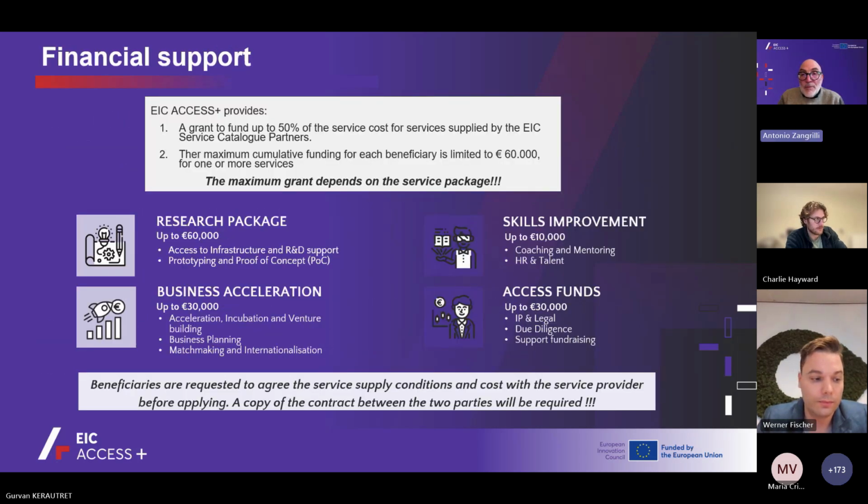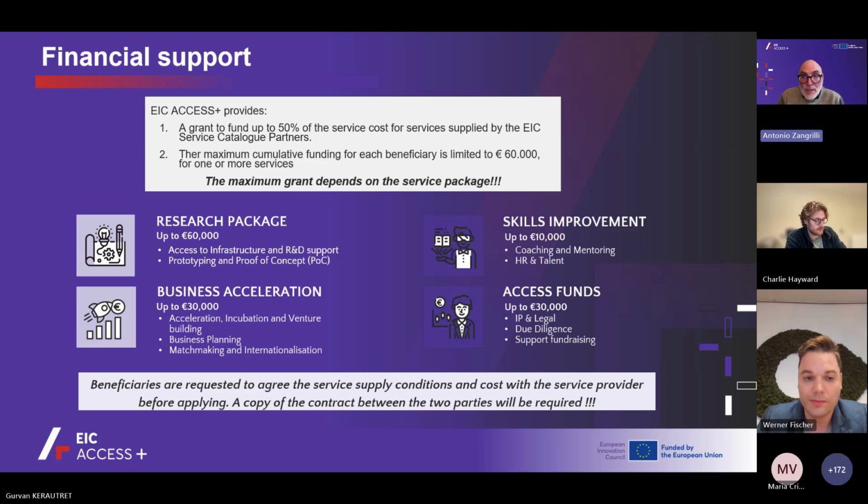Okay, just to provide you some figures. As told before, we can support the beneficiaries by providing a grant. We can give financial support up to 50% of the cost they bear to receive the services from the EIC Partners listed in the catalog. So if you pay 10,000 euro for the services, we can support up to 5,000 euro. This is the main rule of the EIC ACCESS Plus. So we can provide you with 50% of the service cost.